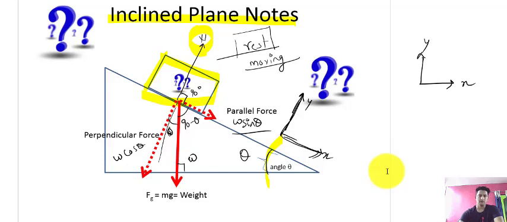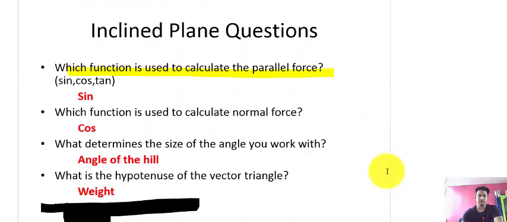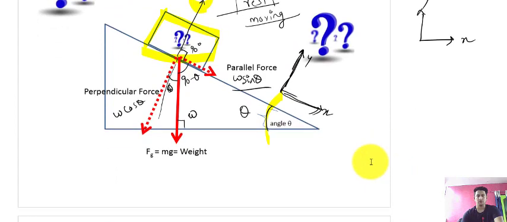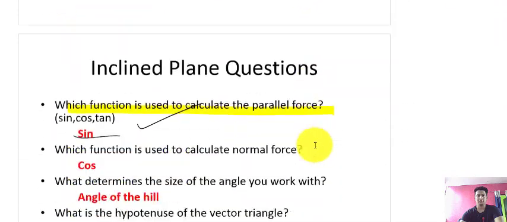So he is asking which function is used to calculate the parallel force. The parallel force has the sine component. Which function is used to calculate the normal force? The normal force is the cos component. This normal force is this one, and opposite to this is the cos component. So which one will balance it? The cos component.